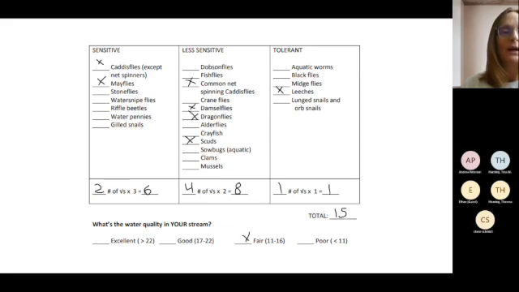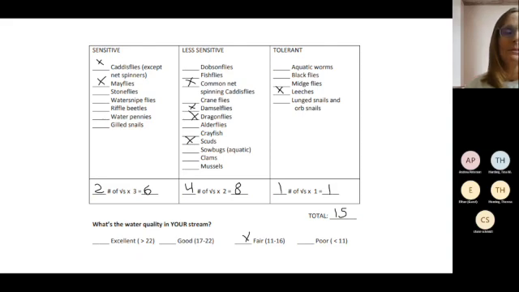So on this one, this particular sample said that there was, in the sensitive category, there were caddisflies and there were mayflies. So there were 2 check marks. And since they are sensitive and they're a better indicator of water quality, they are weighted a little bit higher. So you multiply the number of check marks times 3. So there was 2 check marks. I multiplied it by 3 and I got 6.